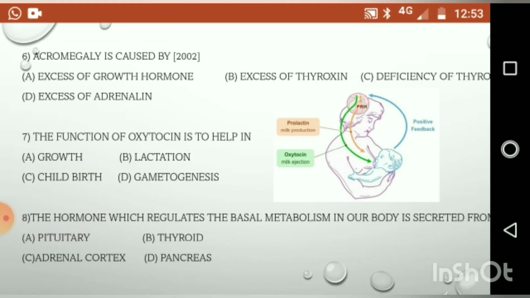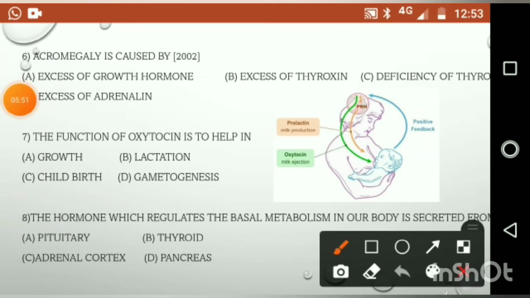Now go to the next. The hormone which regulates the basal metabolism in our body is secreted from, pause the video and answer the question. The correct answer for this question is thyroid. The hormone which regulates the basal metabolism of our body is secreted from the thyroid gland. Okay.